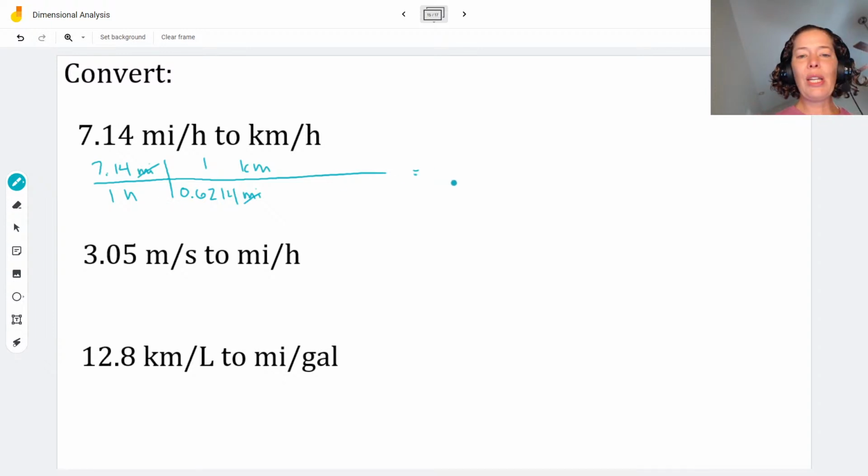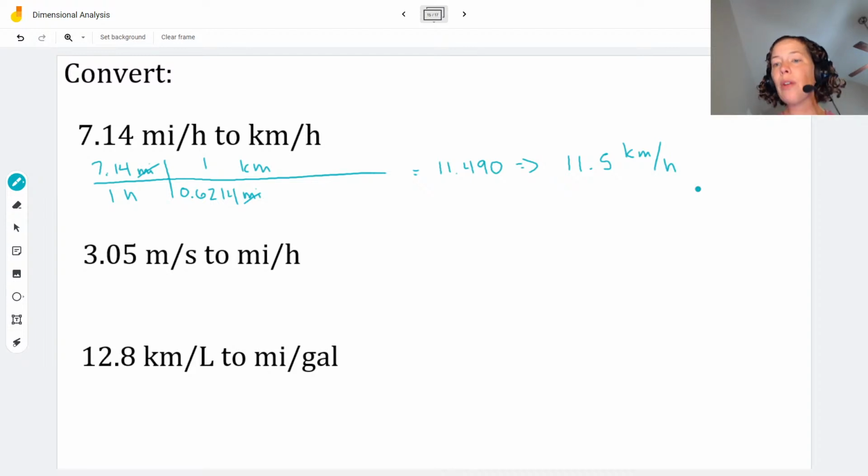All right, so putting this in my calculator, 11.490, and let's get the correct number of sig figs. So I have 3 sig figs here and 1, 2, 3, 4 sig figs here. So I need 3 sig figs total. So that's 11.5, and that is kilometers per hour. Or you can always write it, if you like to keep it in numerator denominator form, that's exactly the same thing. You choose whatever you like better.